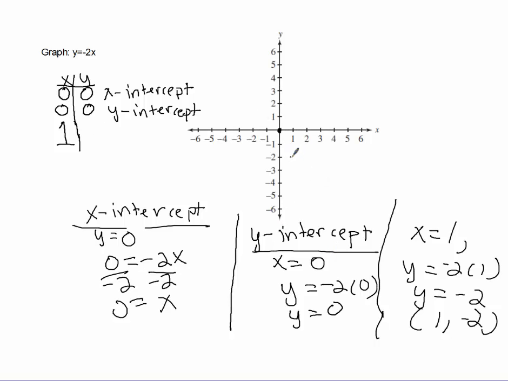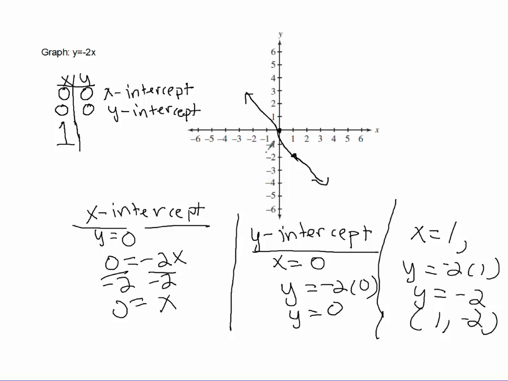1 comma negative 2, and there you are. Now I have 2 points so that I can graph this line. Let me see if I can do my best to connect the dots. Hopefully your graph is a lot nicer than mine. Let me do this real quick. There we go. And there you are. We use the x and y intercepts to graph.